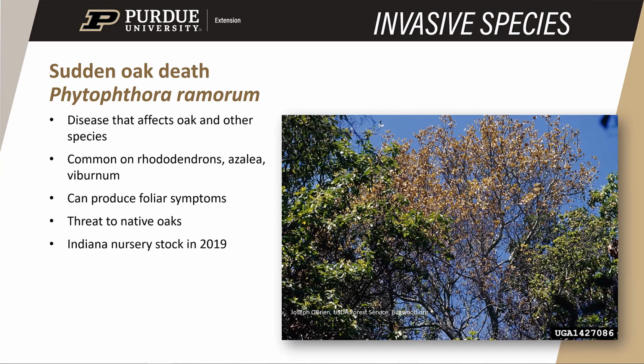What do you mean that it's common on rhododendrons, azaleas, and viburnums? Do you mean those carry it? But yeah, you can find it on rhododendrons, azaleas, and viburnums. Does it affect those plants? Yes, as it looks more like a leaf issue than it does anything else. So you wouldn't necessarily see the oozing sap like you would on the trees.